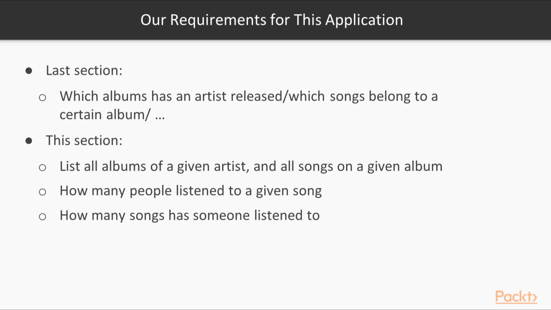Now it's worth mentioning that as we learn more programming concepts, we will revise our list of requirements in order to improve the application by leveraging all these new features that Java offers. Now that we know how to use lists, we are able to answer more complex questions using our application, such as retrieving all albums released by a given artist, getting all the songs on a given album, finding out how many people listened to a given song, or how many songs has a given person listened to.